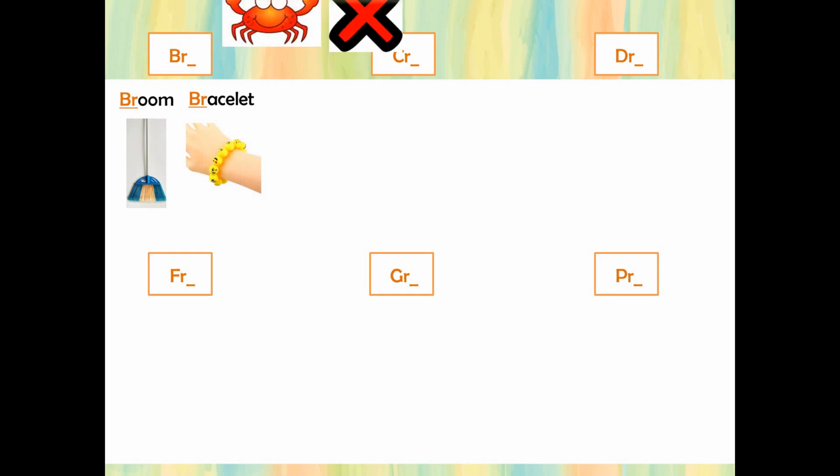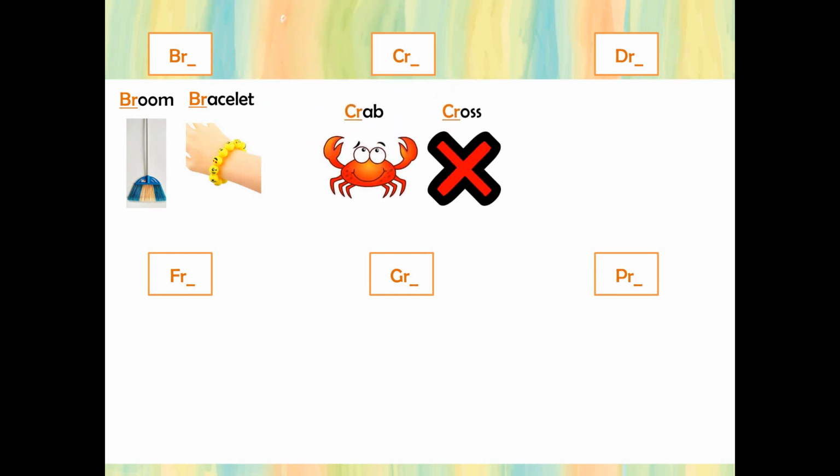Like Miss Asmi already told you before, today we have 6 beginning blends. We have br. I want you to find 2 examples of words that start with the br sound. It's also the same with the beginning blend cr. You also need to find 2 other examples of words that start with cr. For example, crab and crows.